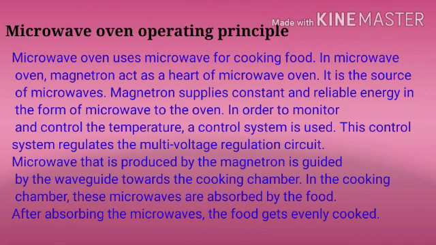Okay, let's start. We all know a microwave oven uses microwaves for cooking food. In a microwave oven, the magnetron acts as the heart of the oven. It is the source of microwaves. The magnetron supplies constant and reliable energy in the form of microwaves to the oven.